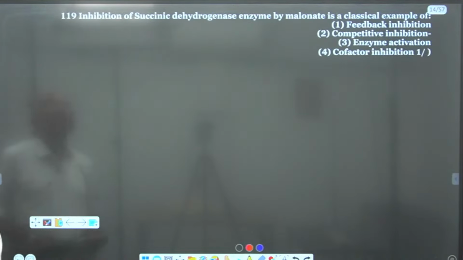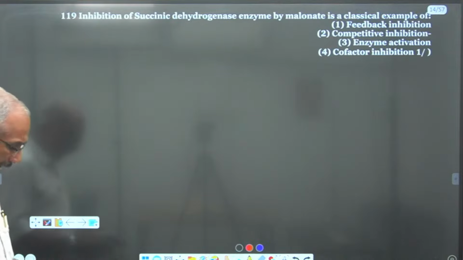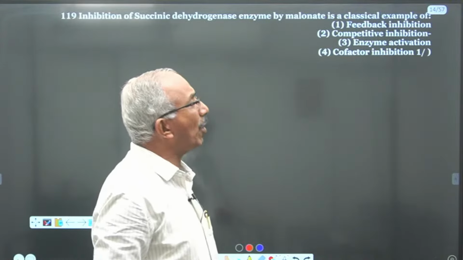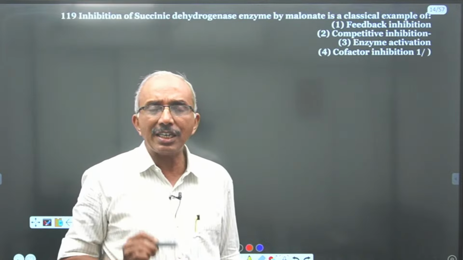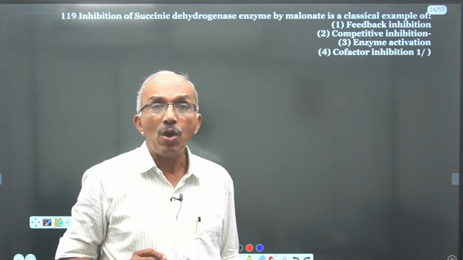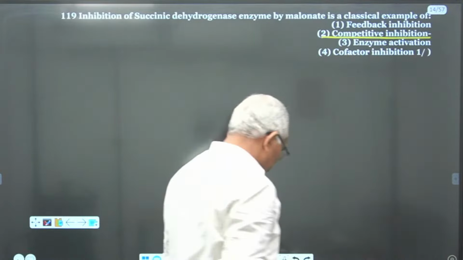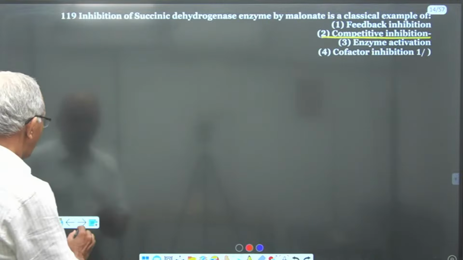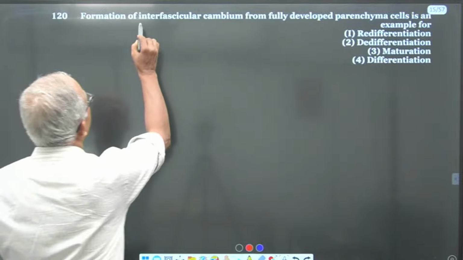Next, inhibition of succinic dehydrogenase enzyme by malonate is a classical example and a direct question from NCERT. Again, it is given as an example of competitive inhibition. Option 2, competitive inhibition.